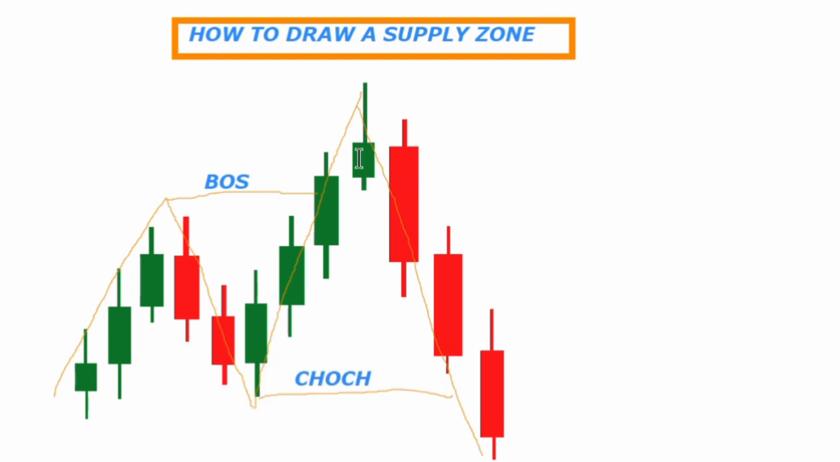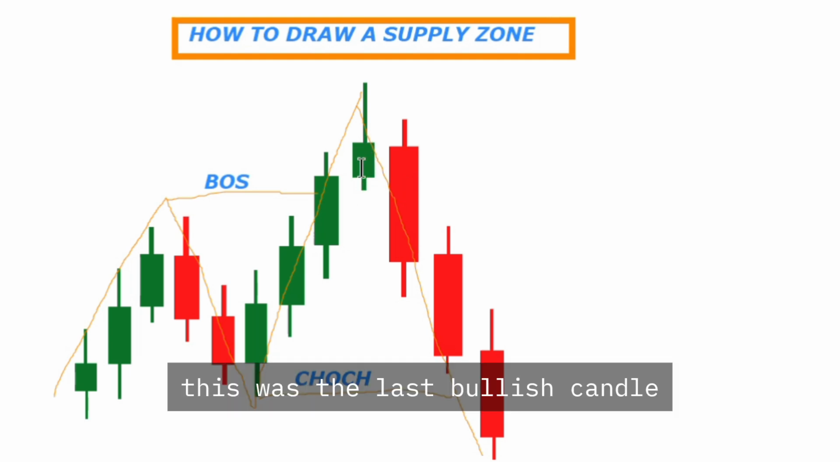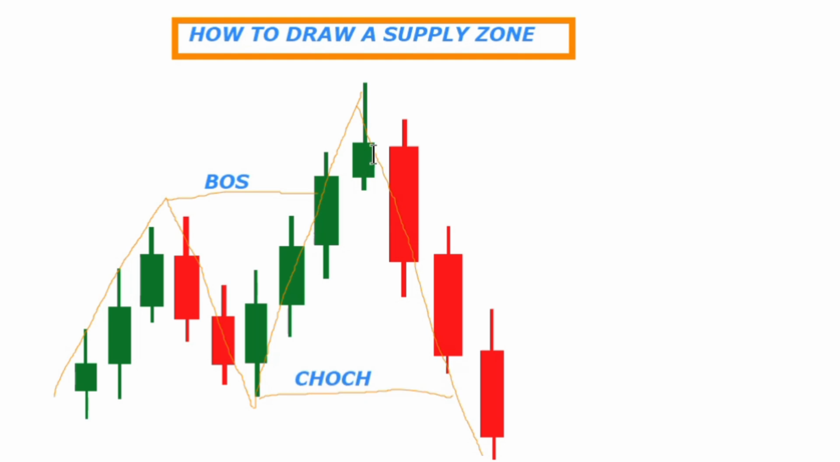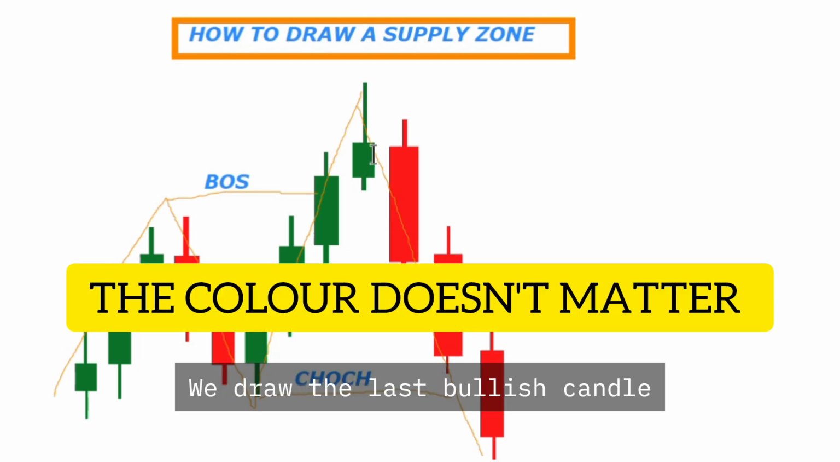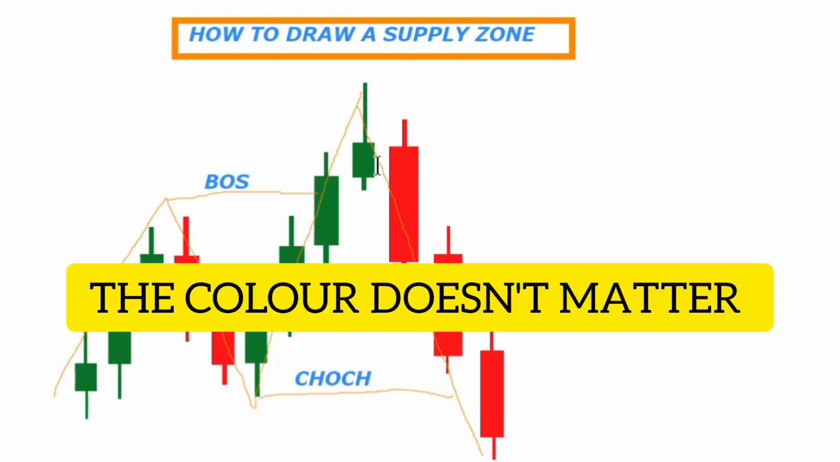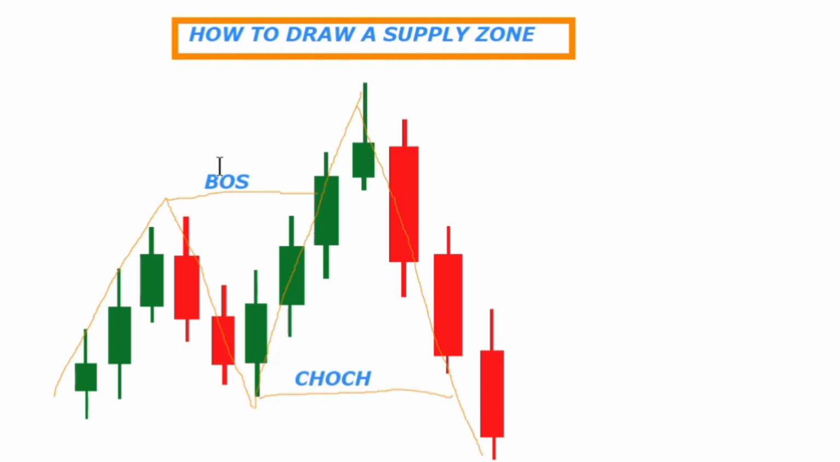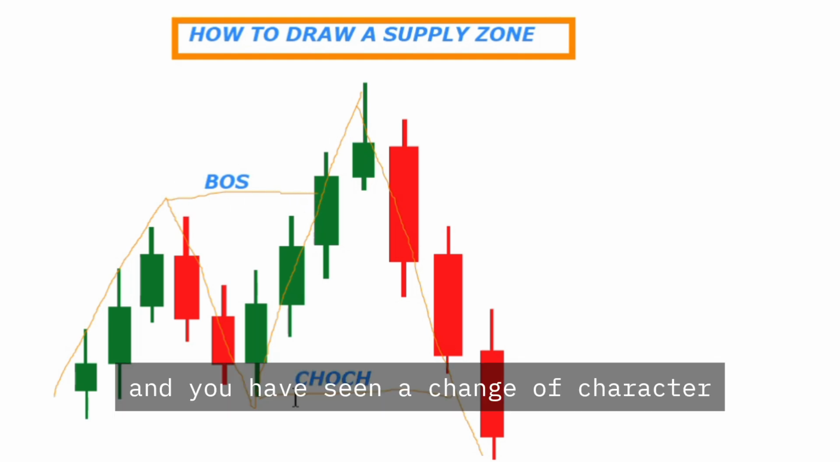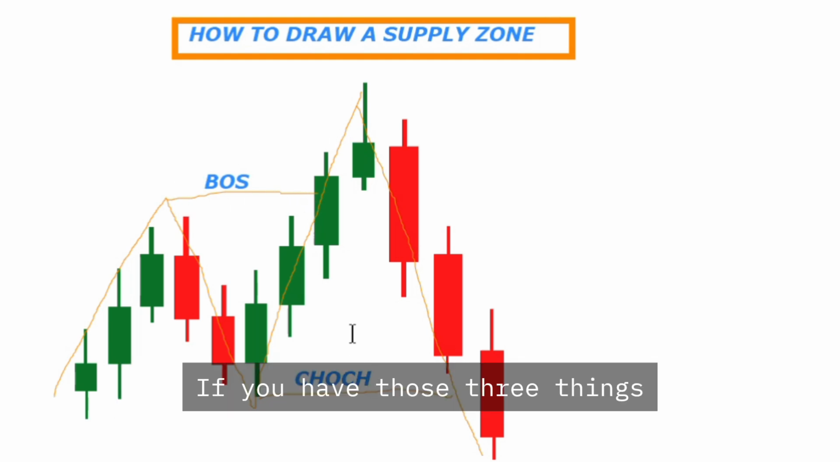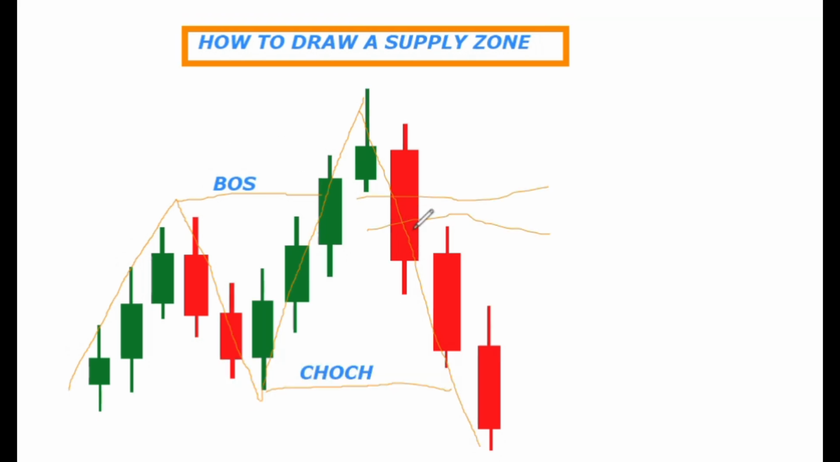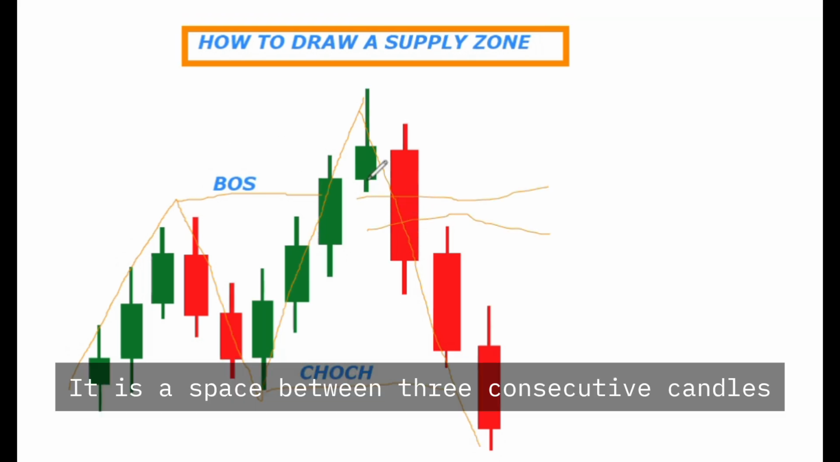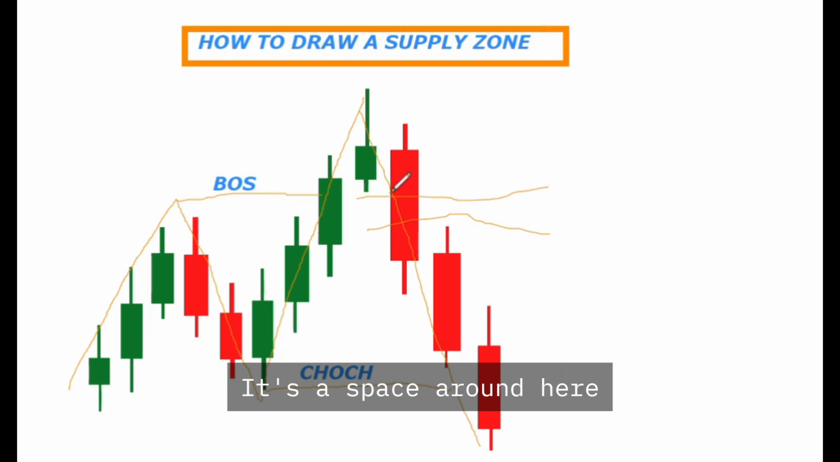So this was the last bullish candle. In a supply zone, we draw the last bullish candle, which is this one. And it has a nice rejection, it has a break of structure, and you have seen a change of character. If you have those three things and add a fair value gap, which is a space between three consecutive candles, 1, 2, and 3, there's a space around here.